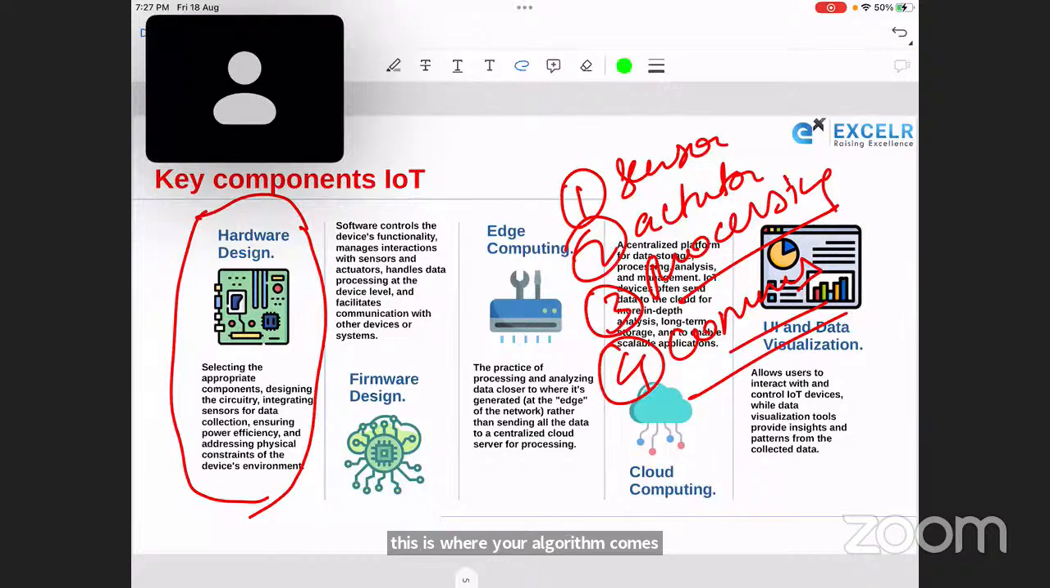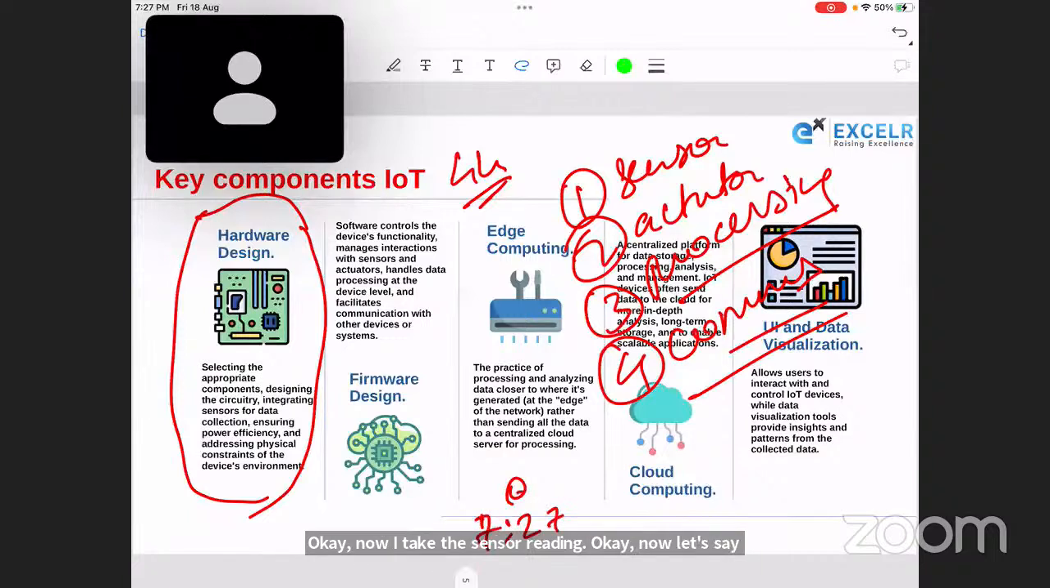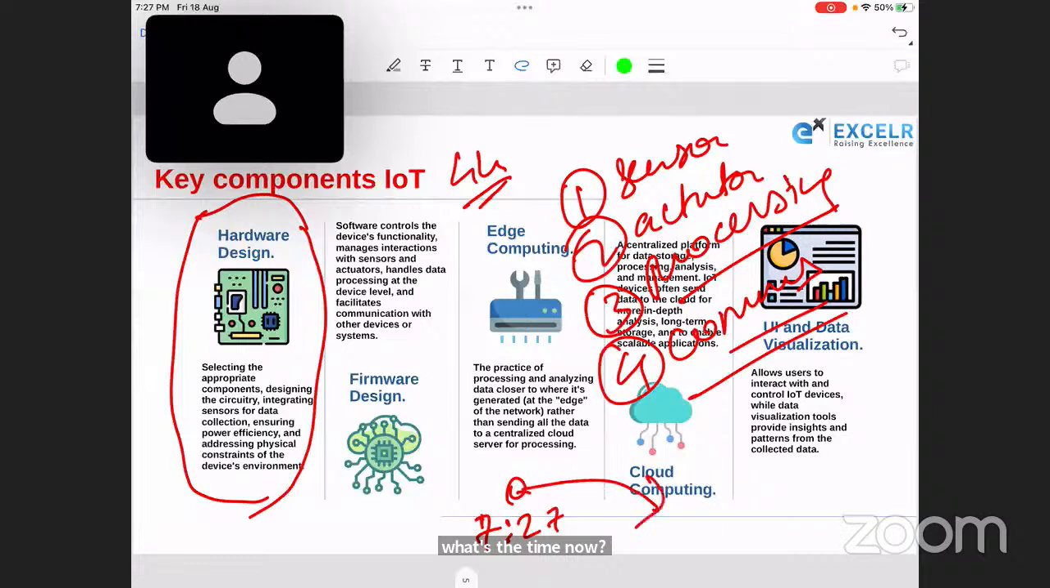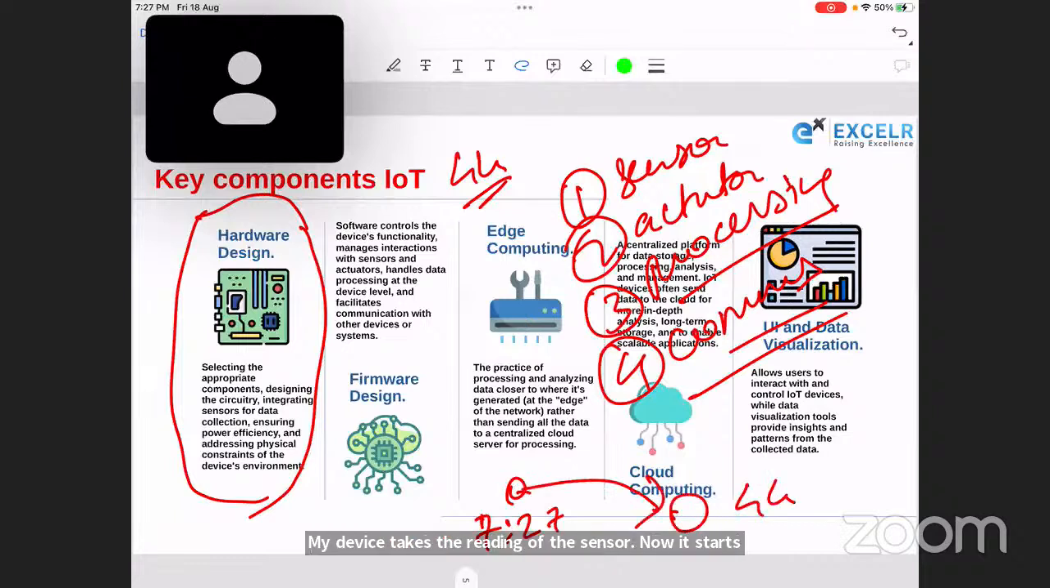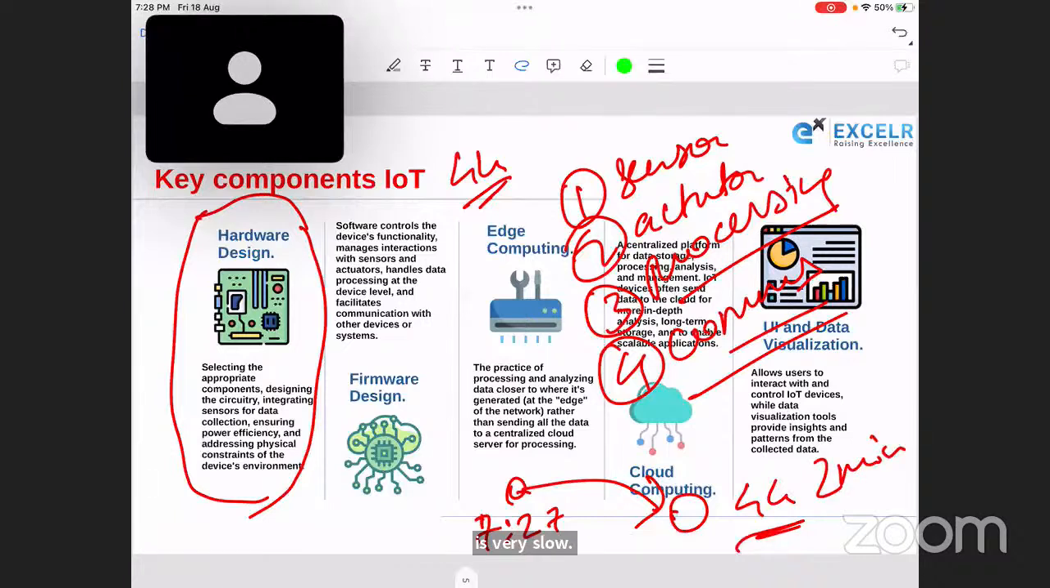Let's say I'm giving an example. Let's say I have a 4G device. Okay. Now I take the sensor reading. Let's say what is the time now? 7:27. My device takes the reading of the sensor. Now it starts connecting to the 4G network. And the 4G network is very slow. It takes 2 minutes to connect to the internet. And now the time is 7:29.